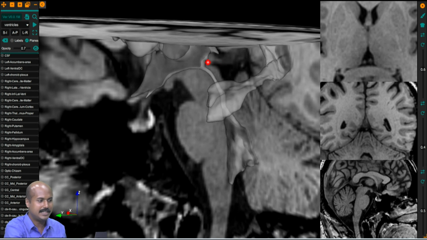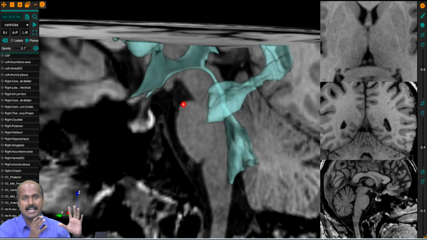So, with that we have completed the 3D anatomy of the third ventricle, its boundaries, its important relations, as well as its recesses. The third ventricle is a usually asked topic in theory examinations and MBBS neuroanatomy examinations. So, the third ventricle is very important. This gives you not only the theoretical aspect, but also a very practical spatial understanding of the third ventricle.